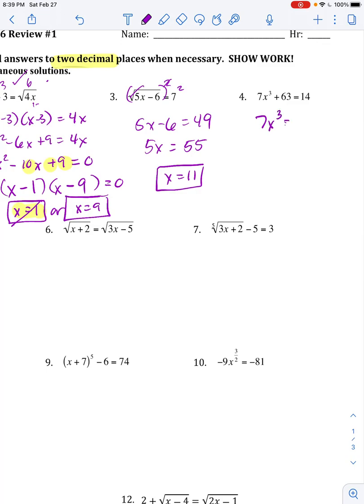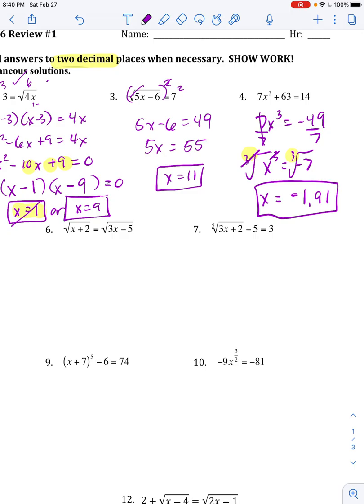Here I started by subtracting 63. Then I'm going to divide by 7. So I have x cubed, not squared, equals negative 7. I'll be taking the cube root, which is totally fine because it's an odd index, and that's okay. The other thing is I will only have one possible solution because it's an odd index, and I can get a negative number. So on my calculator, I'm going to ask what is the cube root of negative 7. I could do negative 7 to the 1/3. Make sure that you have the negative in there. And you're going to get about negative 1.91 when you pay attention to the 2 decimal rule.